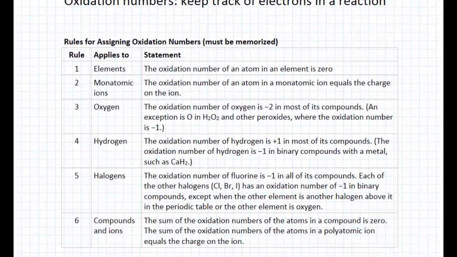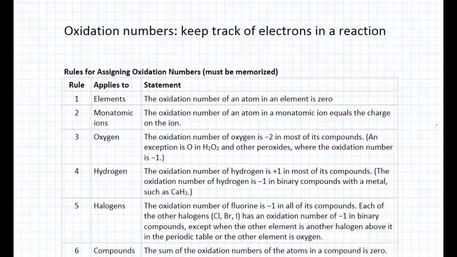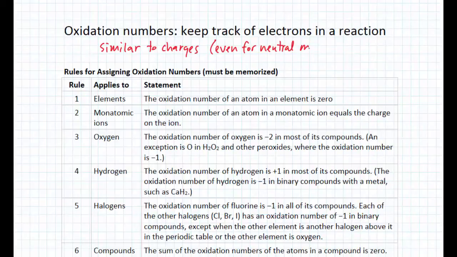So anytime the charges are changing, we have to do oxidation reduction. Okay? We use oxidation numbers to keep track of electrons in a reaction. They're very similar to charges. Okay? But they even work for neutral molecules. I'll show you how in a second. But if you think of oxidation numbers the same way we've been thinking about charges all along, that'll get you almost all the way there. Okay? So oxidation numbers, they're just sort of a way of keeping track of the electrons.